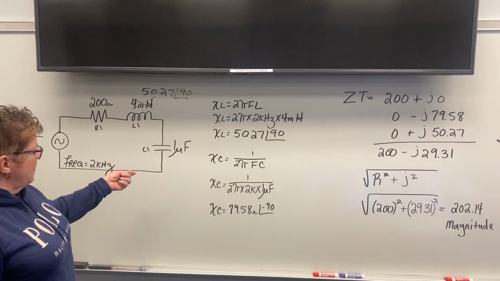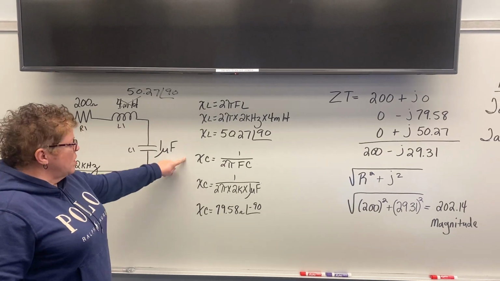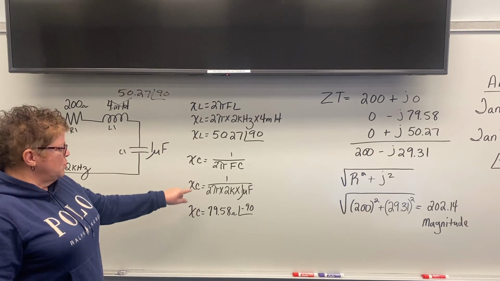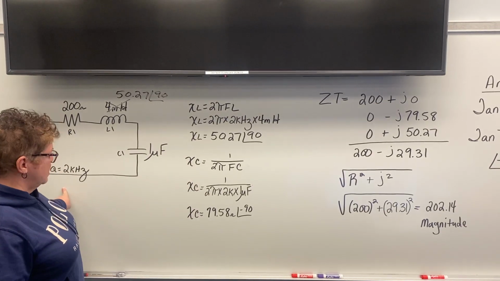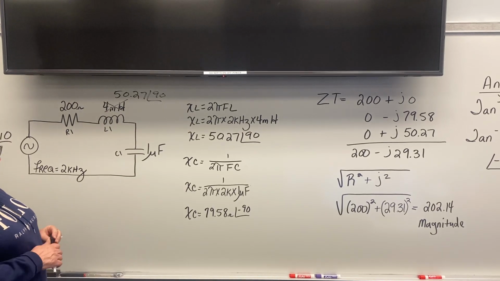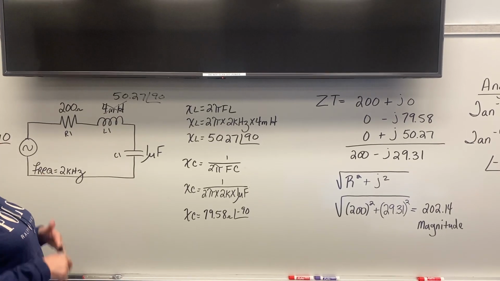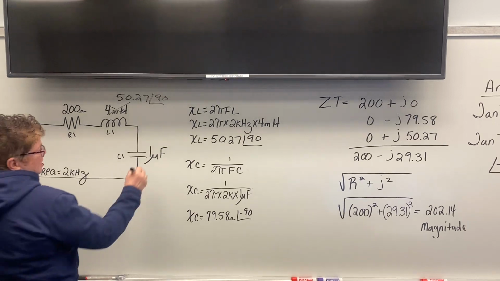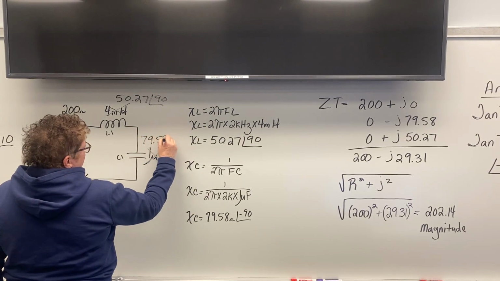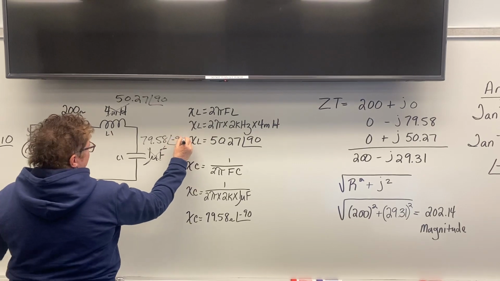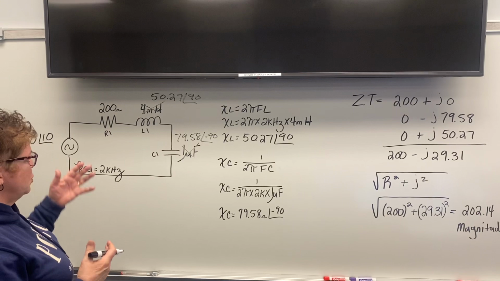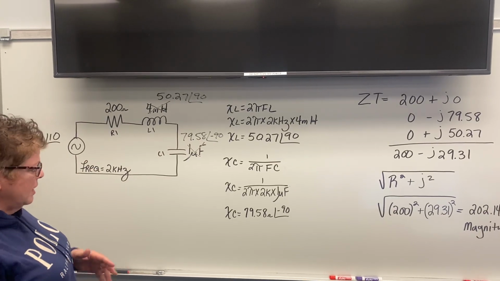To get X of C, it's 1 divided by 2 pi FC. So 1 divided by 2 times pi times the frequency times the 1 microfarad is 79.58 ohms, and then we add an angle of negative 90. Cross this off, 79.58, angle negative 90.